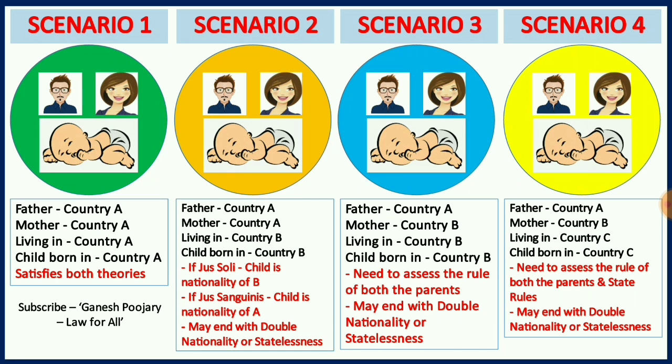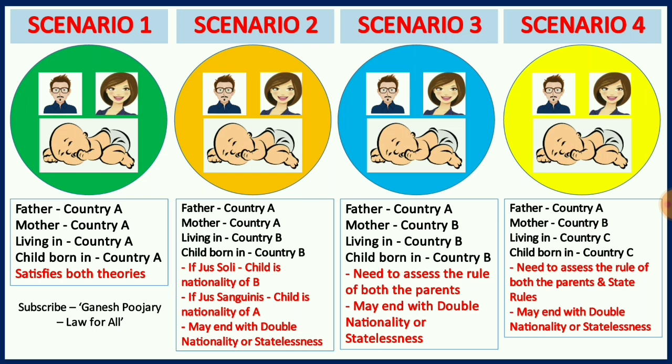But scenario 2 brings a little bit of complication, where the father is coming from a particular state and the mother also belongs to the same state, but they are living in a different state. In that case, if the child is born in that different state, the question is whether the nationality of Jus Soli will be considered or Jus Sanguinis. If it is Jus Soli, then the child will get the nationality of country B, and if it is Jus Sanguinis, then the child will get the nationality of country A, because both father and mother belong to state A.